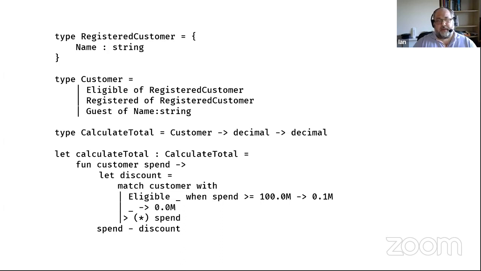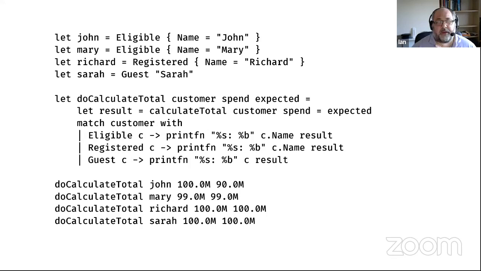And in the match now, I can actually pattern match for I can test the customer for eligible. I don't care about the name, so I don't care about the instance that's in there. And I just check with the spend, return that, and that's exactly the same as before. So if I move on to the tests, it's made those slightly easier. So to make an eligible customer is relatively simple now, but it's made my little helper function slightly harder.